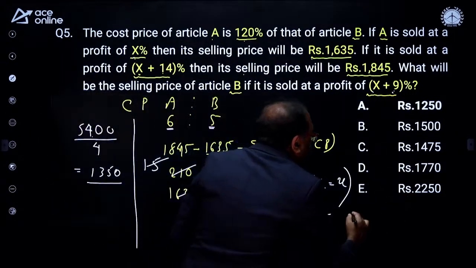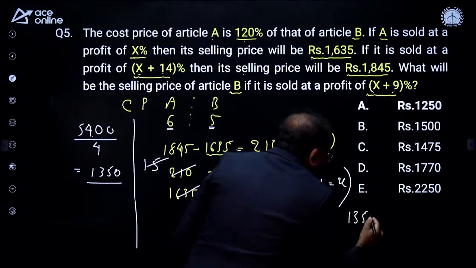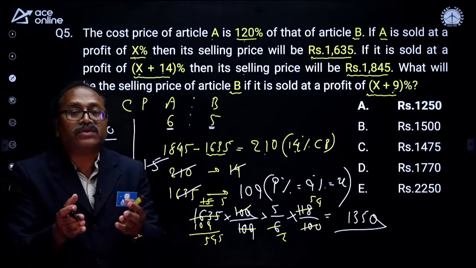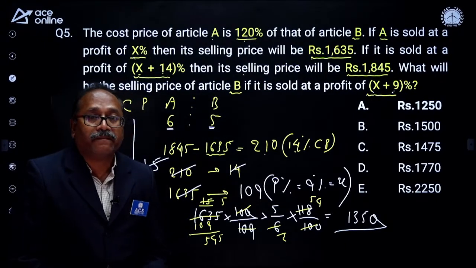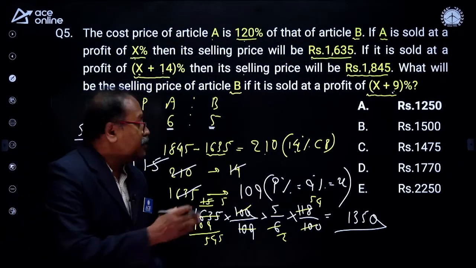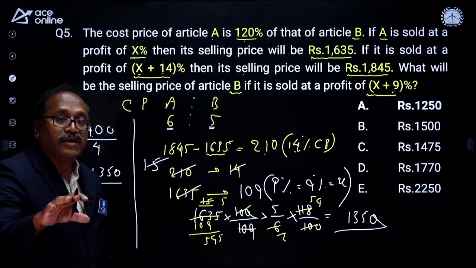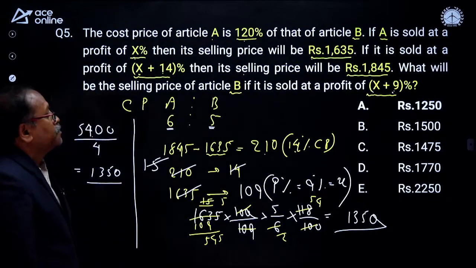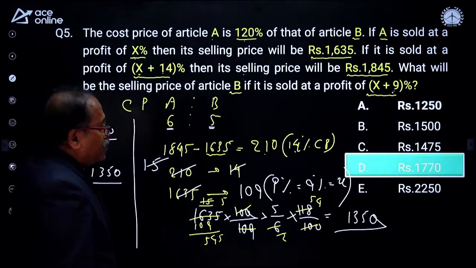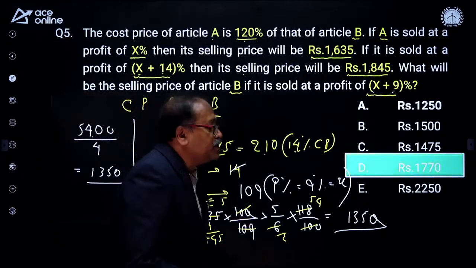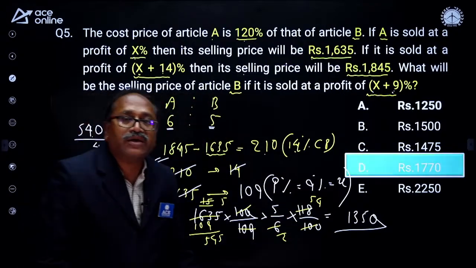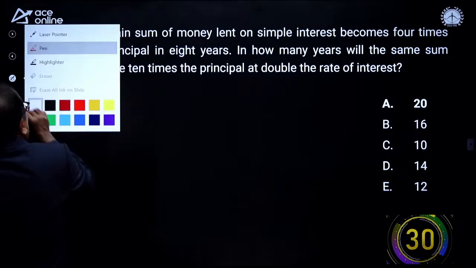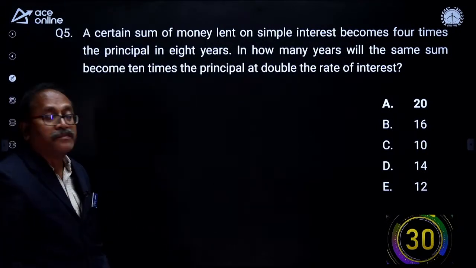So here the options are not there. 1350 should be my answer. It's a very good question for the main level. I hope, my friends, you please go through this question again. I am moving to the next question. It's wrong. Actually, it should be 1350, which is not there in the options. Okay. Now come on, answer this question.